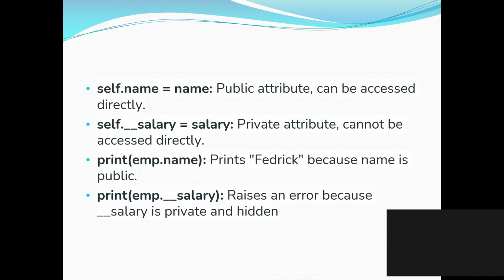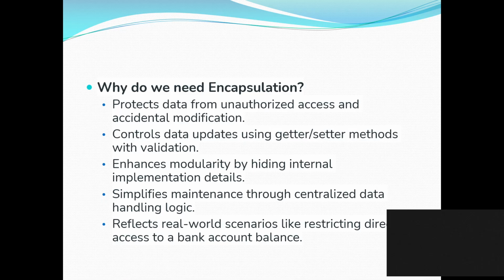self.name equal to name is a public attribute, which can be accessed directly. And self.__salary equal to salary is a private attribute, and these cannot be accessed directly. So print emp.name prints Frederick because name is public, whereas print emp.__salary raises an error because __salary is private as well as hidden. So why do we need encapsulation exactly?